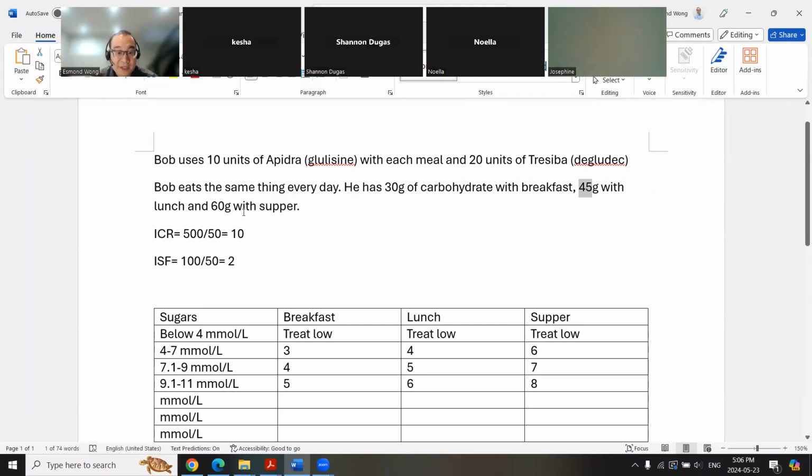And then 10 divided by 6 is 6 for here. Yeah, got it. Perfect. Any other questions with that sliding scale?